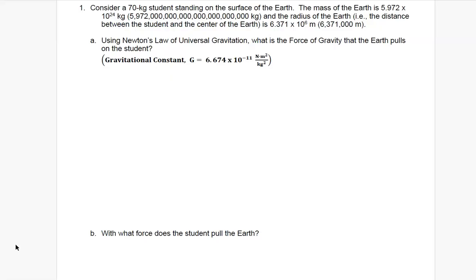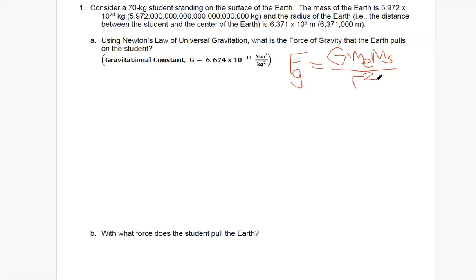All right. Using Newton's law of universal gravitation, what is the force of gravity that the Earth pulls on the student? Well, let's write out our formula. We'll remind ourselves that the formula is that F sub g equals the gravitational constant times the mass of the two objects, and one of these is going to be the Earth, and one of these is going to be the student, and that's going to be divided by the distance between the two, and that's going to be squared.